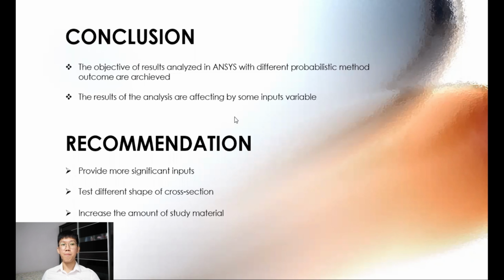For the conclusion, the objective of result analysis in ANSYS with different probabilistic method outcomes are achieved. The results of analysis are affected by some input variables. For the recommendation, we provide more significant inputs. We test different shapes of cross section, and increase the amount of study materials.